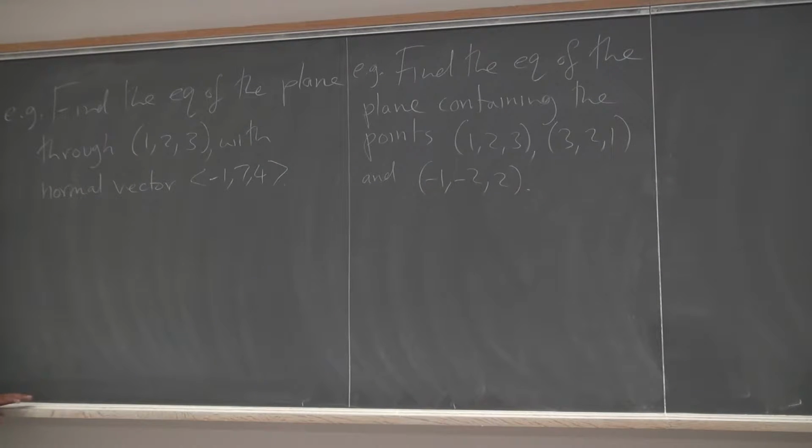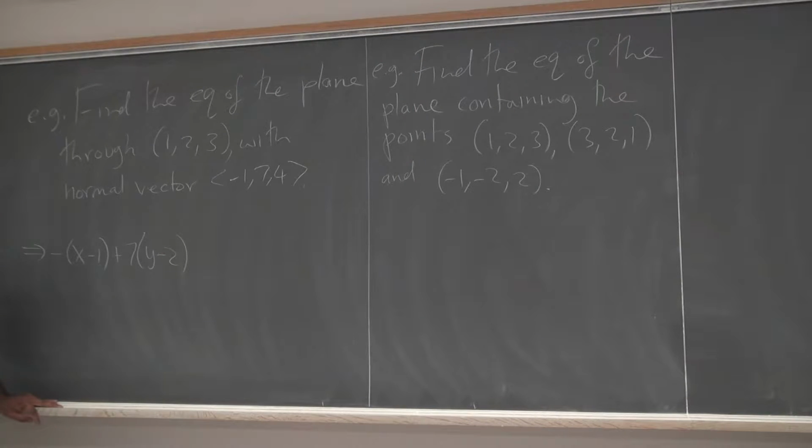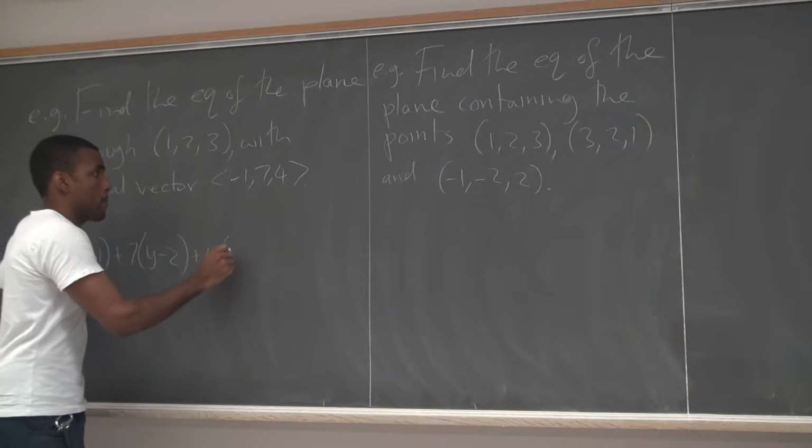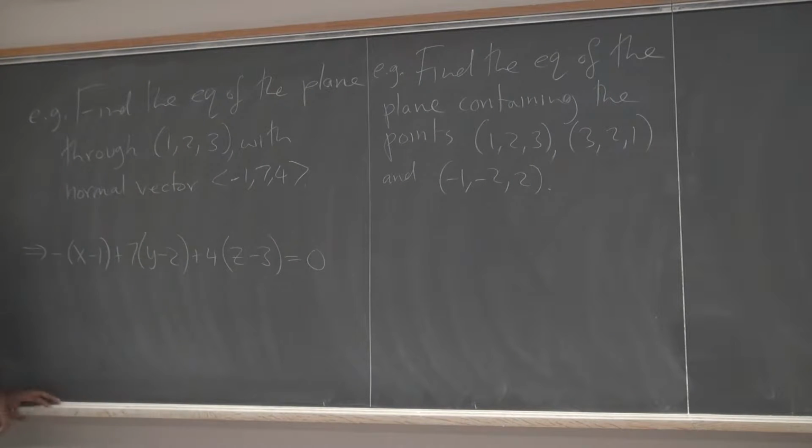Okay, how do you do this one? Plug into the formula. What would it be? Negative 1 times (x minus 1), plus (y minus 2) times 7. No, sorry, 7 times (y minus 2), plus 4 times (z minus 2). 2, 0. Yep, that's it.